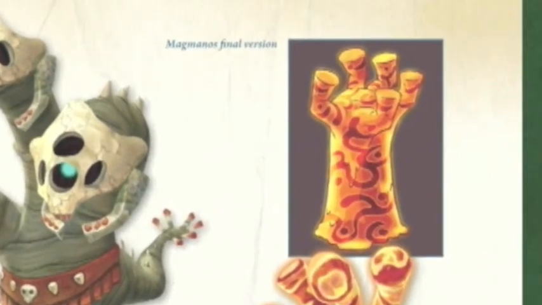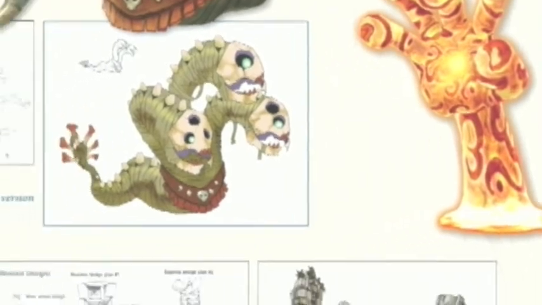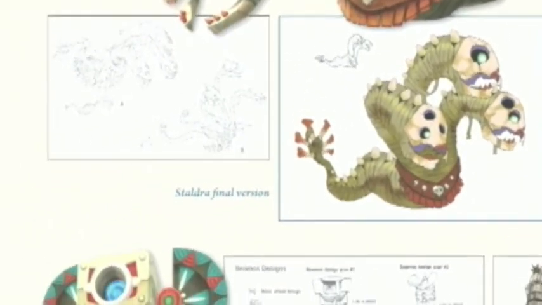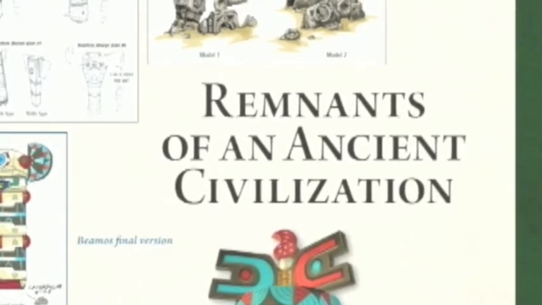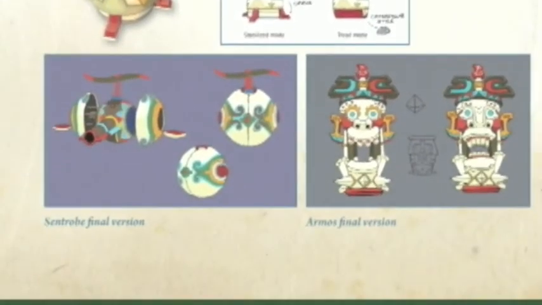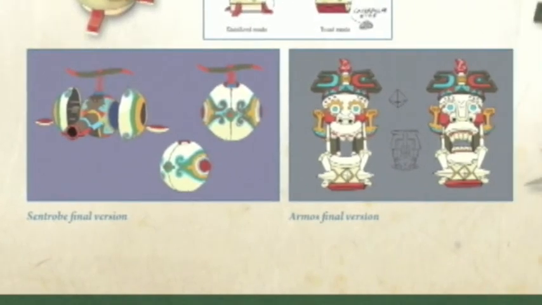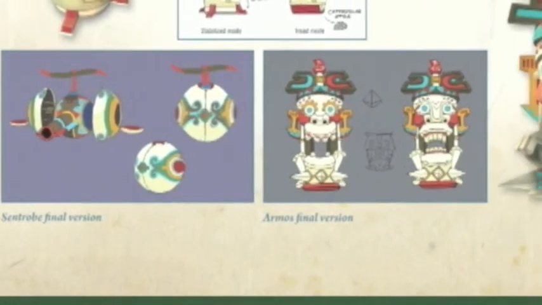Magical beings. Magmanos. Mano means hand in Spanish. Staldras. Remnants of an ancient civilization. Beamos, final version. I hate Beamos so much. They're not that bad in 2D games, but they're really bad in 3D. Armos, final version. Cool stuff.